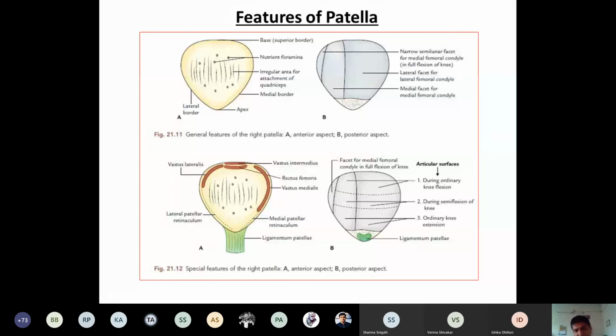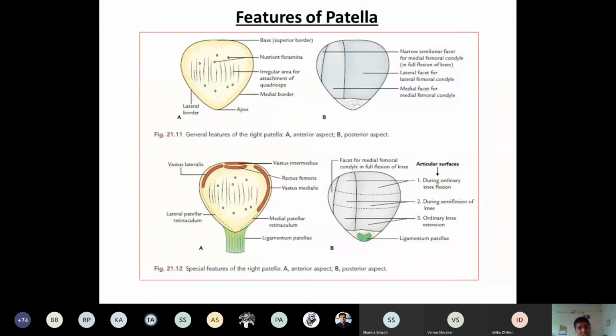Okay, when you keep the patella on a flat surface in such a way that the apex is pointing away from you and the base is towards you, then it will tilt towards the lateral side. If the lateral surface is tilting towards the right side, then this is the right patella, and if the lateral surface is going towards the left side, then this is the left patella. Like this, you have to identify the side of the patella. A very, very important question for the viva examination: side determination of the patella.